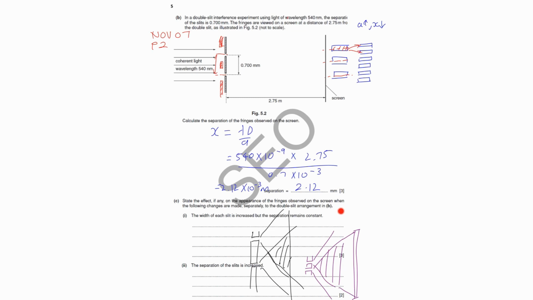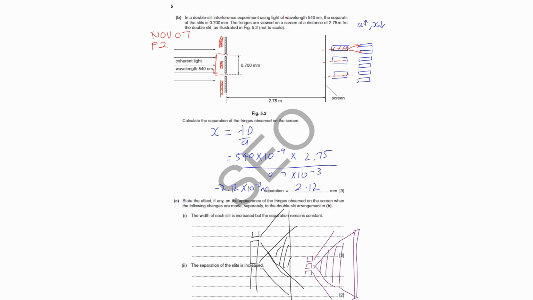If you notice, they are saying the width of each slit. Let me show you how it looks. Imagine this is the width of each slit, the gap here. I'm making it bigger, can you see this gap? I make it bigger, but I'm maintaining the separation. How can I do that? The separation of the slits is always measured from center to center. So even though my slit is now wider, the center to center distance is still the same as before. That's what they're talking about.